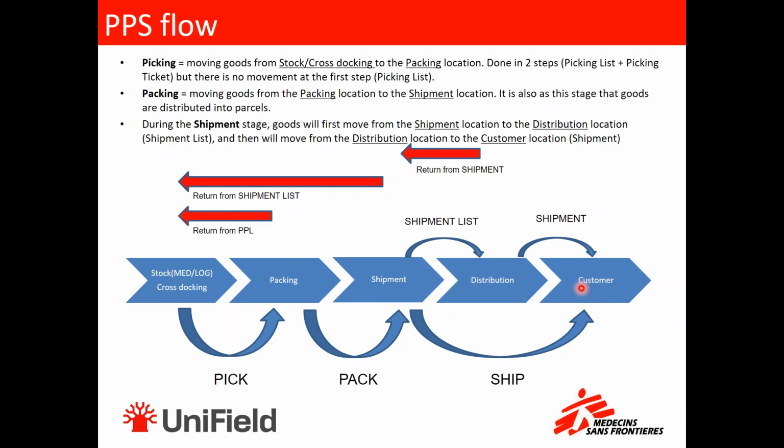Okay, you lost me a bit. What's the difference between the shipment phase and the distribution phase? Because if I'm thinking it through, it's on the shelves on the left-hand side with the stock. Then it moves to the packing space. Then it moves to the shipment space, but then it moves to another shipment space.